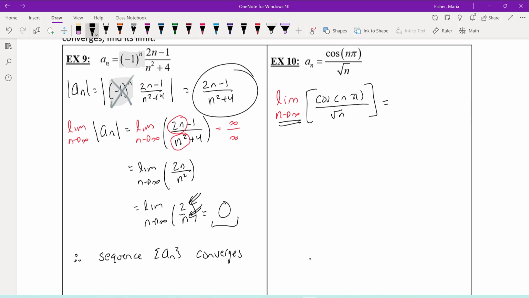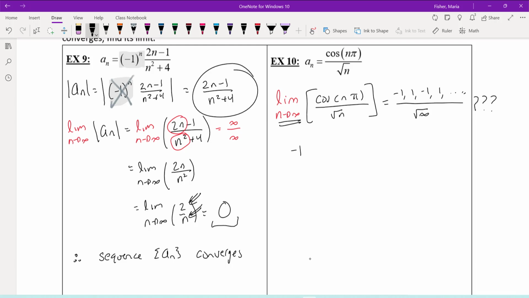As n goes to infinity, if I'm looking at the cosine of n pi, I know that that guy is going to be oscillating between positive and negative 1. It's going to be negative 1 and then a positive 1 and then a negative 1 and then a positive 1, etc. It's going to be oscillating because that's what cosine does. And so it's going to be all that over the square root of infinity. So does this limit exist? We're not sure. Well, what we could do is we could use the squeeze theorem for this particular sequence.